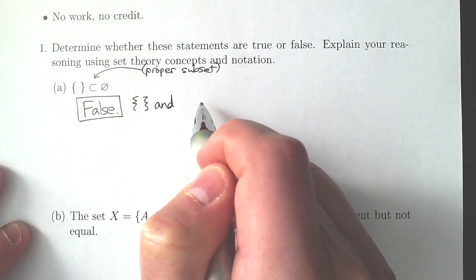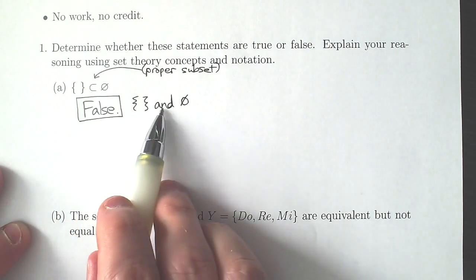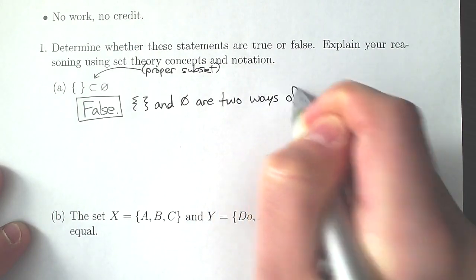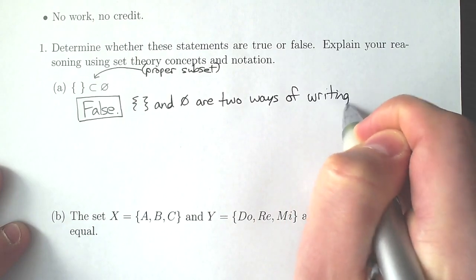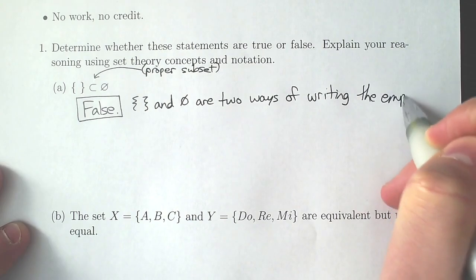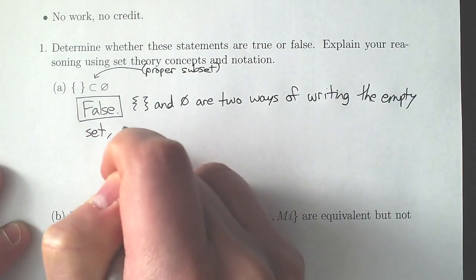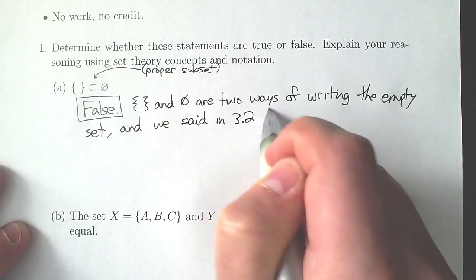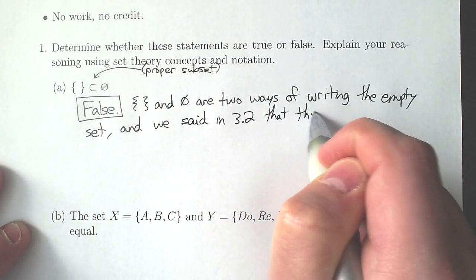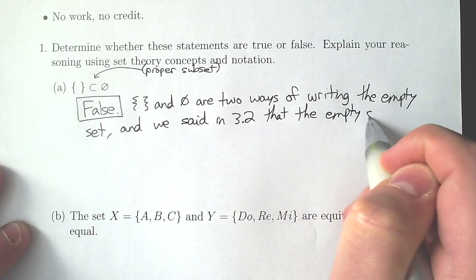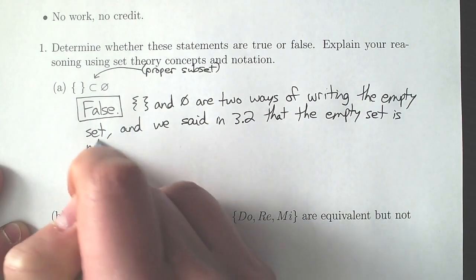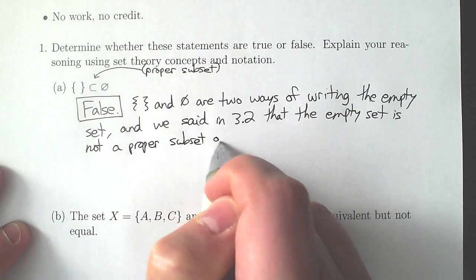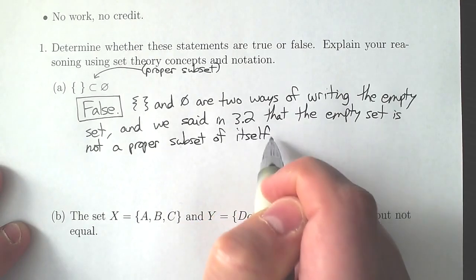Let's write some sentences, maybe one or two sentences. This and this are two ways of writing the empty set. And we said in 3.2 that the empty set is not a proper subset of itself. I remember that note being on a page.